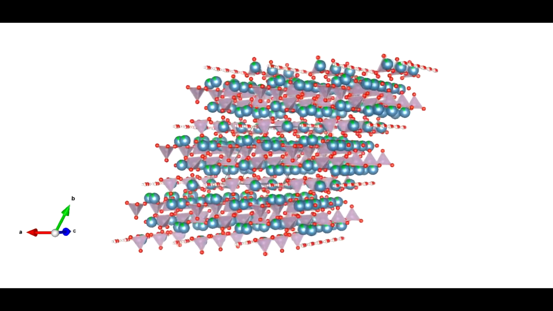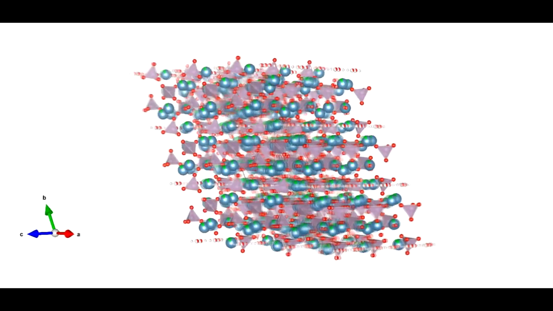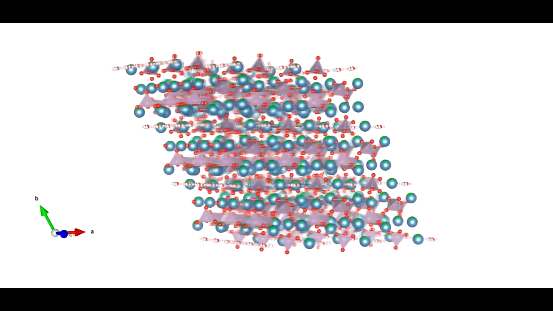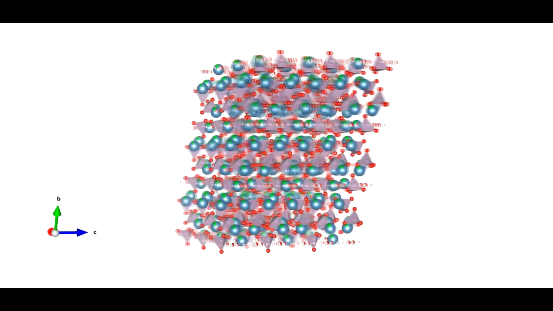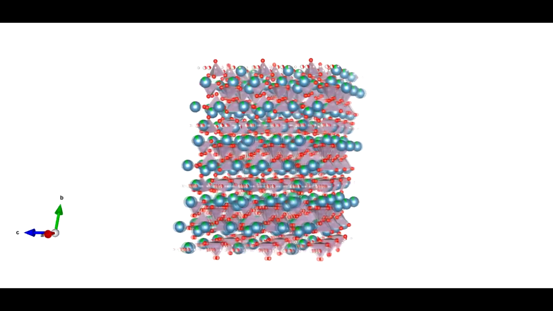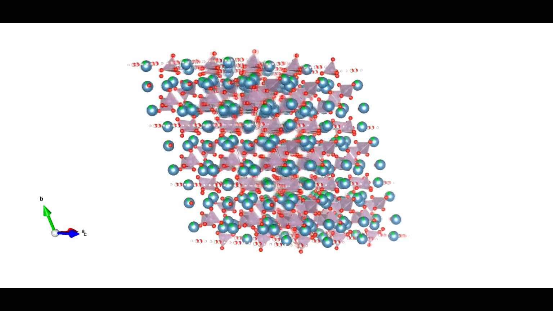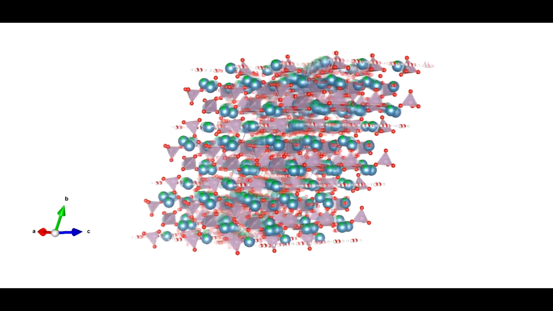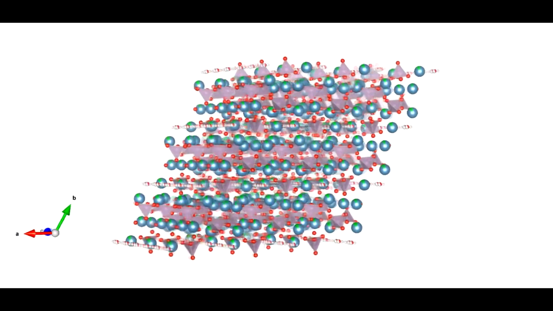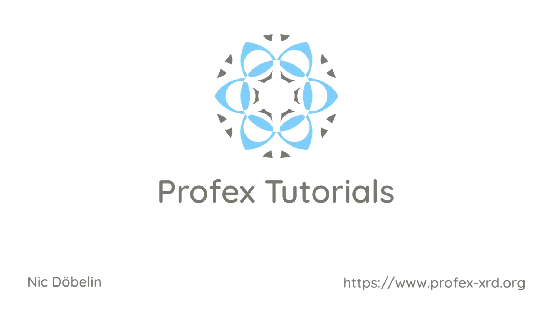So that was an example of how I would refine a crystal structure. Usually I don't go as far as I did today with anisotropic displacement parameters and displacement parameters of oxygens and so on. I just fix the most obvious mismatches, but just as an example, we went all the way to a full structure refinement. And I hope this was useful.